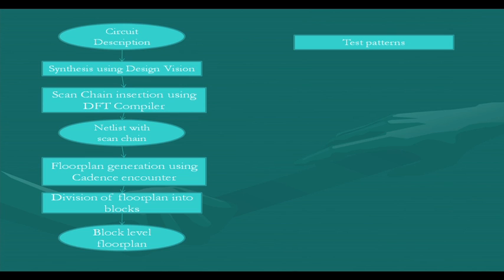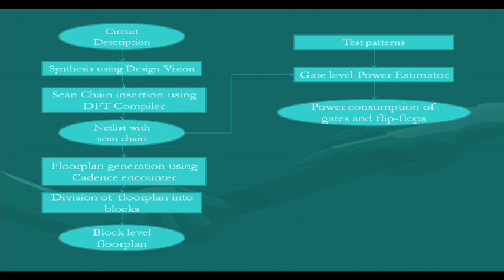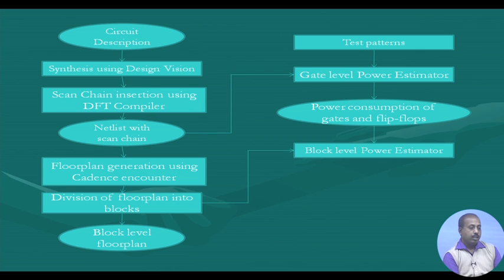On the other hand, test patterns have been generated by some ATPG tool for the circuit. This net list with scan chain is fed, with these test patterns, to a gate level power estimator. The gate level power estimator will find out the transitions occurring at individual gates in the circuit, and depending upon the gate type we can estimate the power consumed by individual gates. As an output of this gate level power estimator, we can get the power consumption of gates and flip flops.